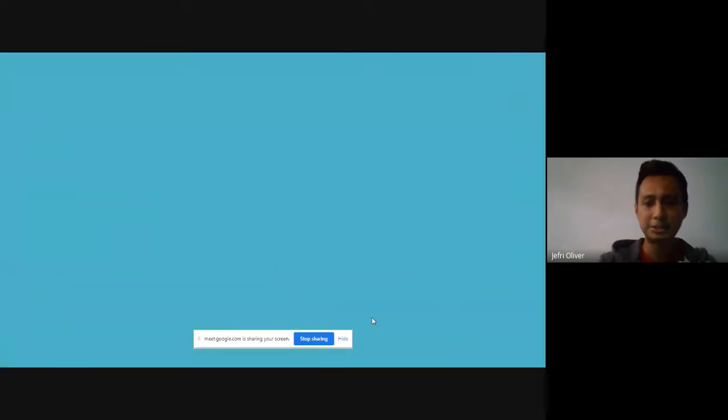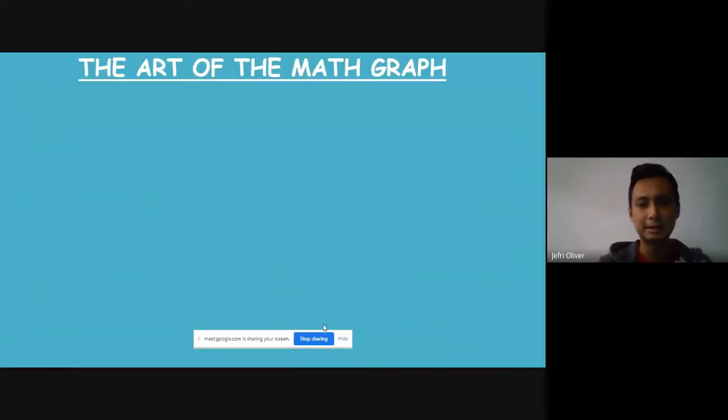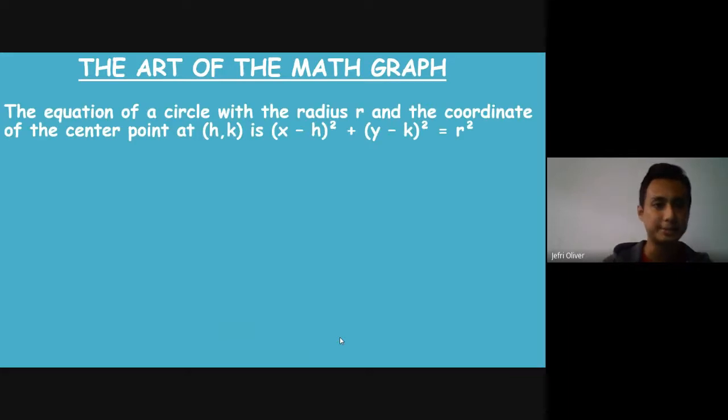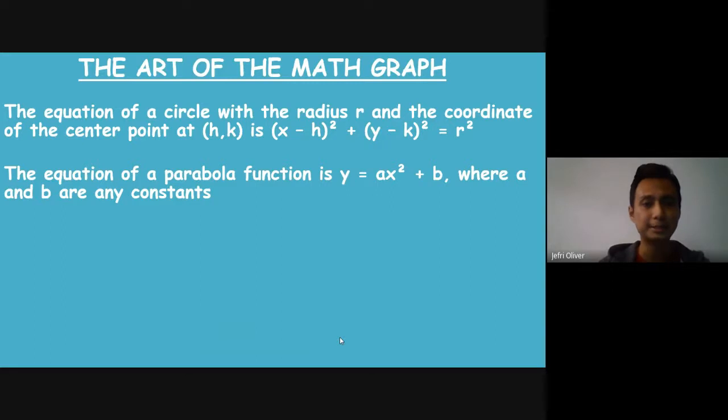All right. So, as I mentioned before, I only use two types of equations for constructing the graph of math, which are the equation of a circle. So the equation of a circle with the radius r and the coordinate of the center point at h comma k is x minus h squared plus y minus k squared is equal to r squared. While the equation of a parabola function or the quadratic function is y is equal to ax squared plus b, where a and b are any constants. So let's check out how to apply these equations to construct the animation.